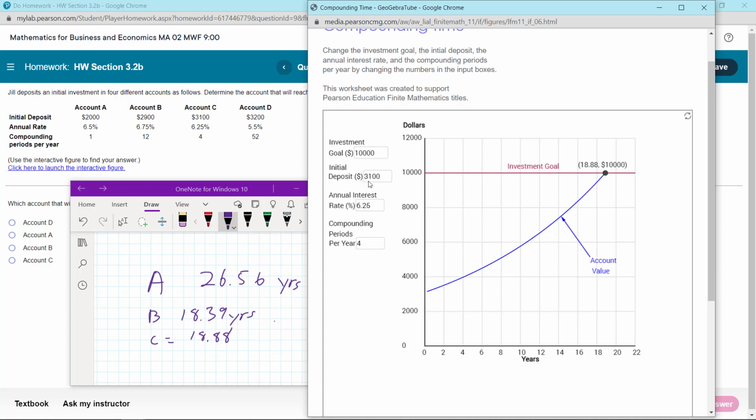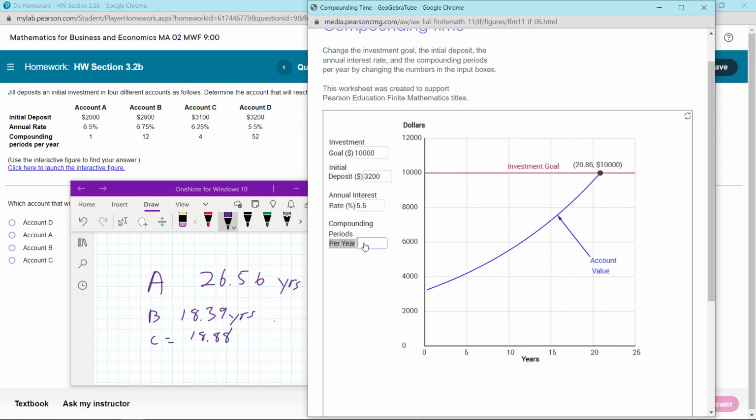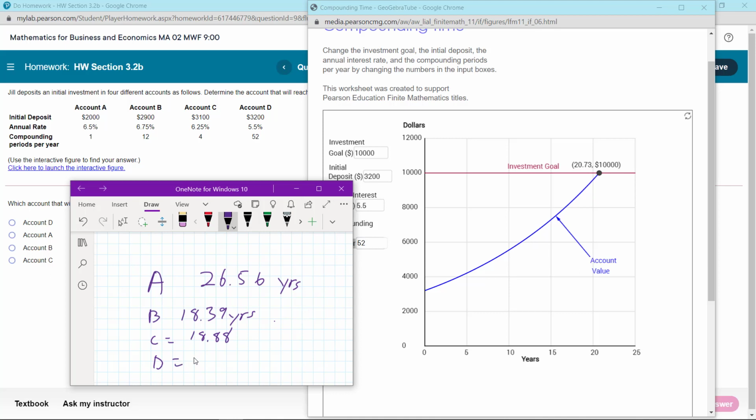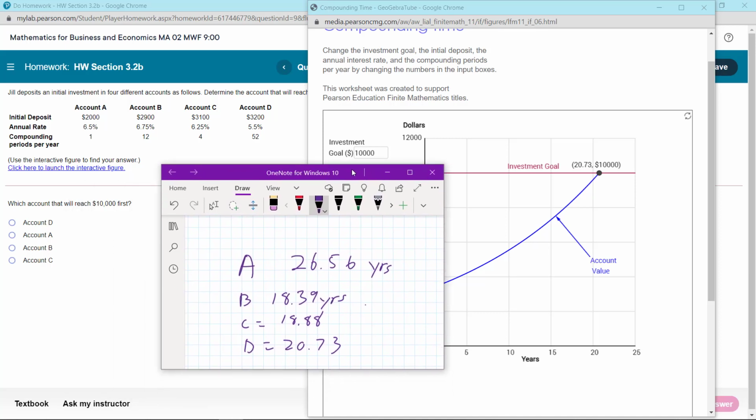And now we have D. For D, we are depositing $3,200. Interest rate is 5.5%. That's pretty pathetic. But we are compounding weekly, so that's 52 times per year. And that gives us a result of 20.73 years. So D is 20.73 years.